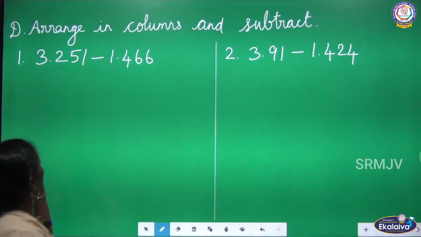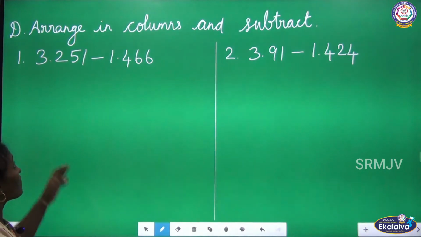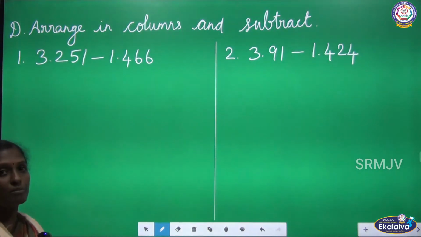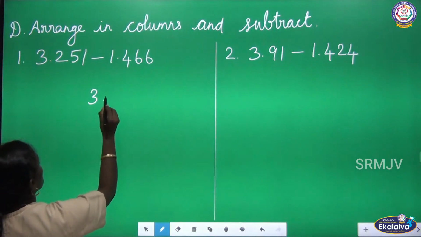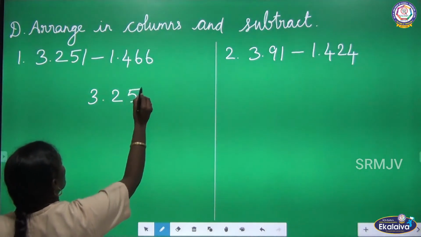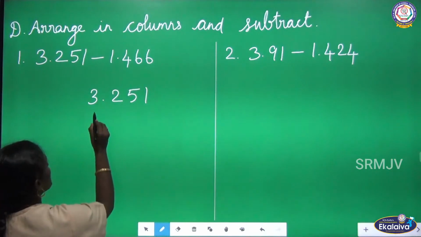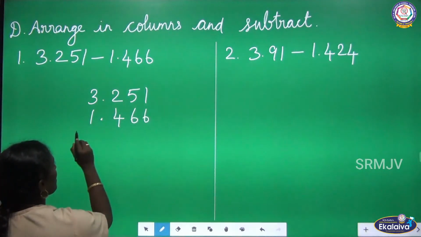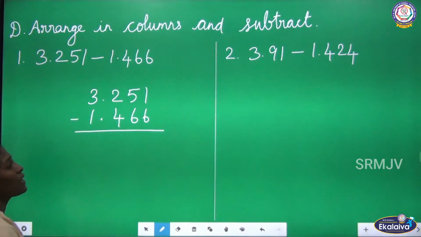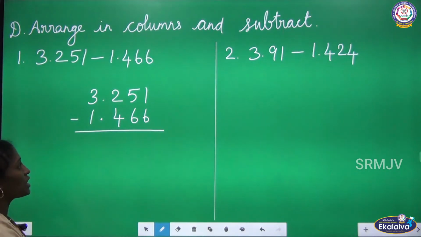Next question. Arrange in columns and subtract. First we have to arrange the given decimal numbers. After that we have to subtract. The first number is 3.251. Here the second number is 1.466. According to the proper place value, first we have to arrange the decimal numbers.